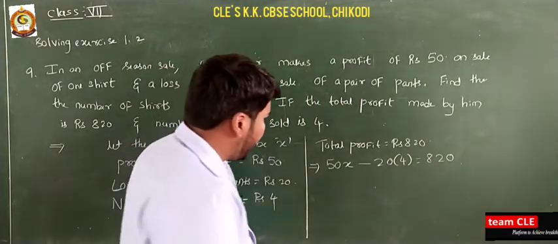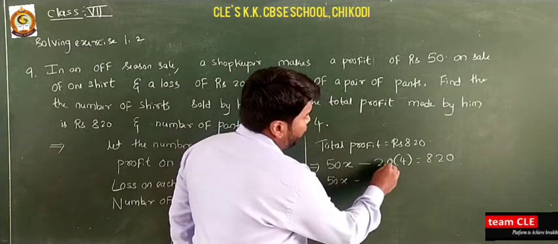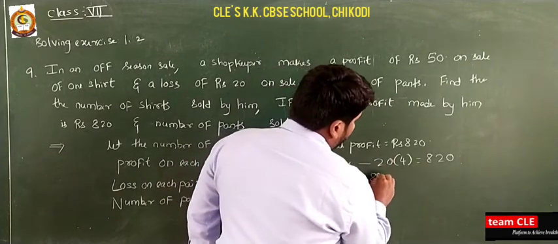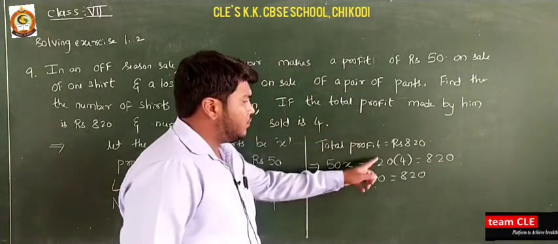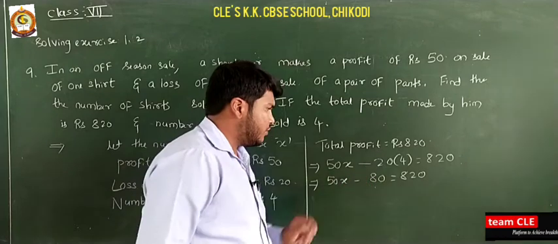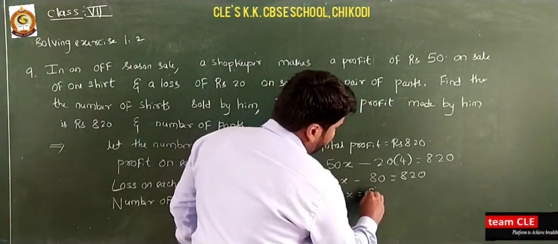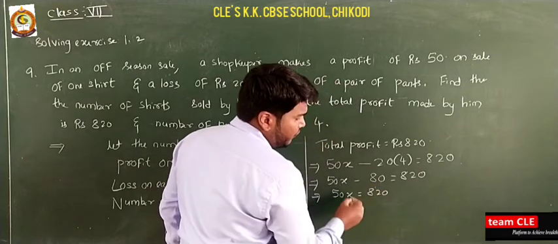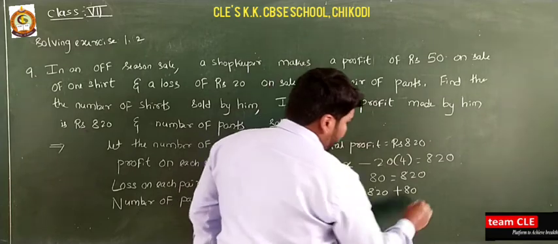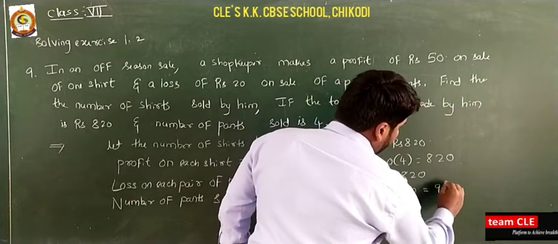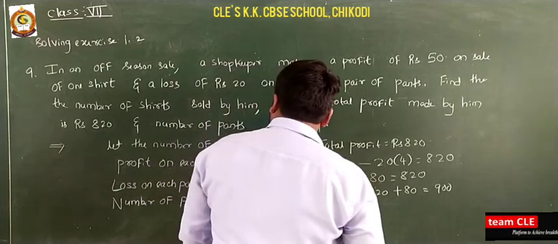Okay, now see what I have to do. Now 50 into x minus 20 into 4, which is 80, equals 820. Two 4s are 8, so 20 into 4 is 80. Next step, 50 into x equals 820. This minus 80, when it goes to that side, becomes plus 80. So this will be 900. Okay, so now it is 50x equals 900.